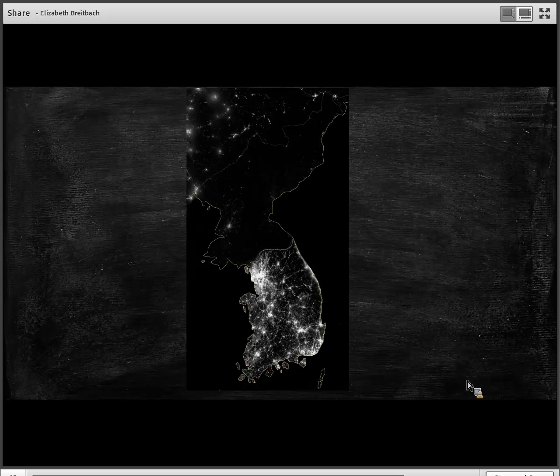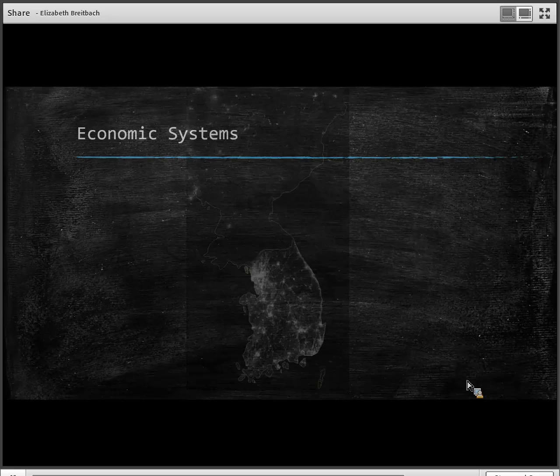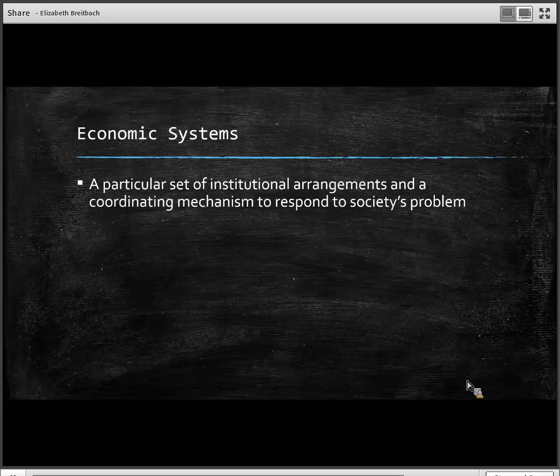relative to the North. And so we're going to start to talk about, at one time, North Korea and South Korea were the same country, just Korea, and at which they separated and took two very different paths. That's going to lead to this drastically different outcome. And we're going to talk a little bit about how their economic systems influenced those outcomes.